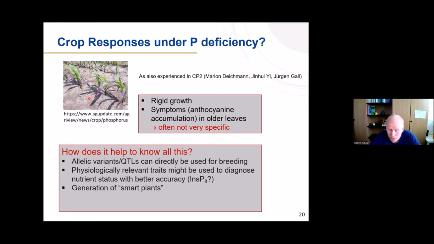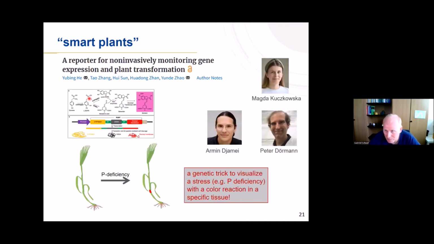So then the other 2 points that I want to mention before I finish and give over to Andrea is that we can also use this knowledge to generate smart plants, and I will show you in a minute what I mean with this, but also to use the data that we obtain for weighted correlation network analysis and multi-scale models. Now, what are these smart plants? I want to make this very short. Basically, there's a complicated genetics behind it, but it means that we have a genetic trick to visualize a certain stress, for example, P deficiency, with a color reaction in a specific tissue.